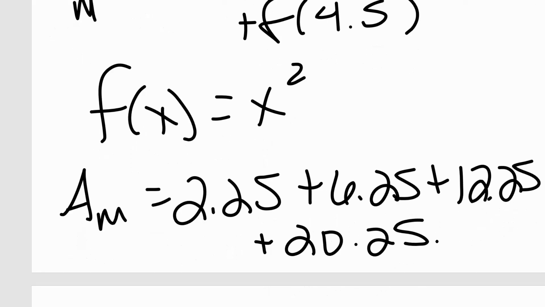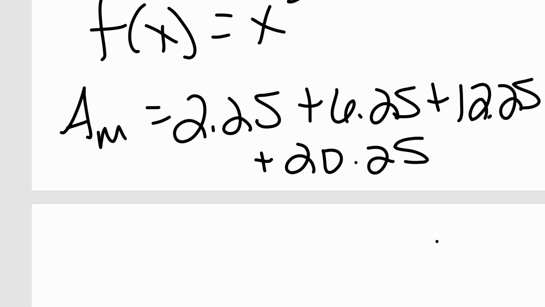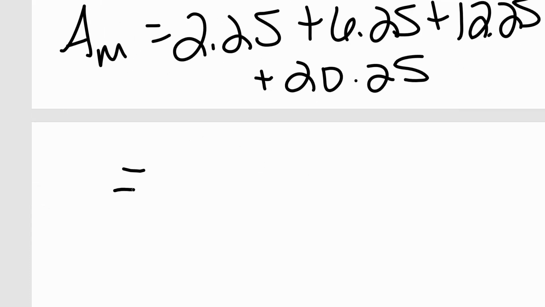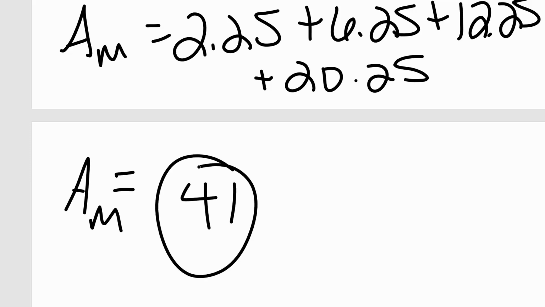So then the area between the x-axis and my function between x equals 1 and x equals 5 is going to be the sum of those 4 numbers. When I add up those 4 numbers in my calculator, I get 41. So that is the area between the x-axis and my curve from x equals 1 to x equals 5 using the mid-sums.